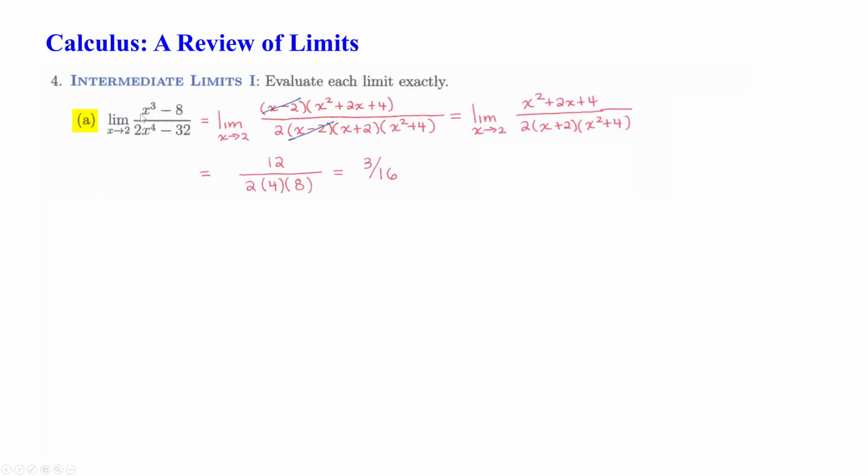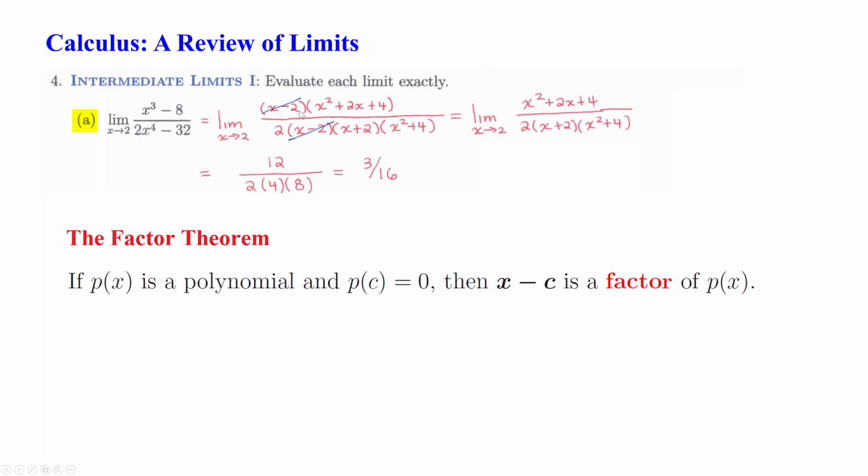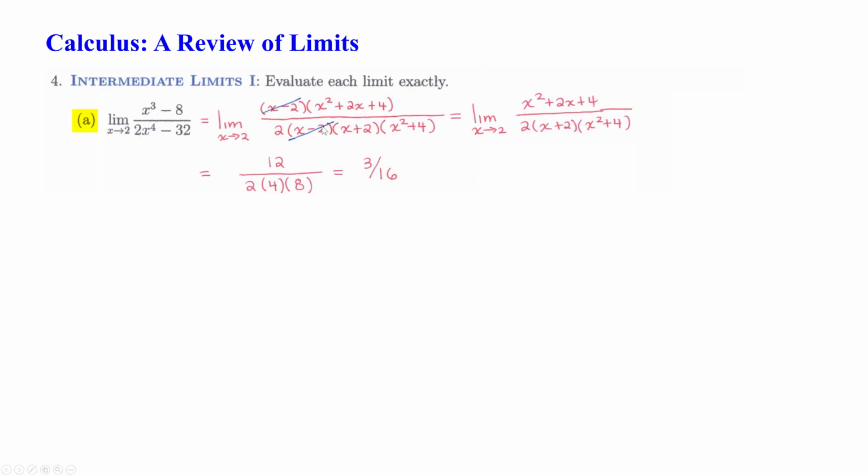But we see that the numerator also goes to 0. 2 cubed is 8. 8 minus 8 is 0. This tells us that x minus 2 will be a factor of the numerator and the denominator. This is the factor theorem from college algebra. So we factor each expression separately.